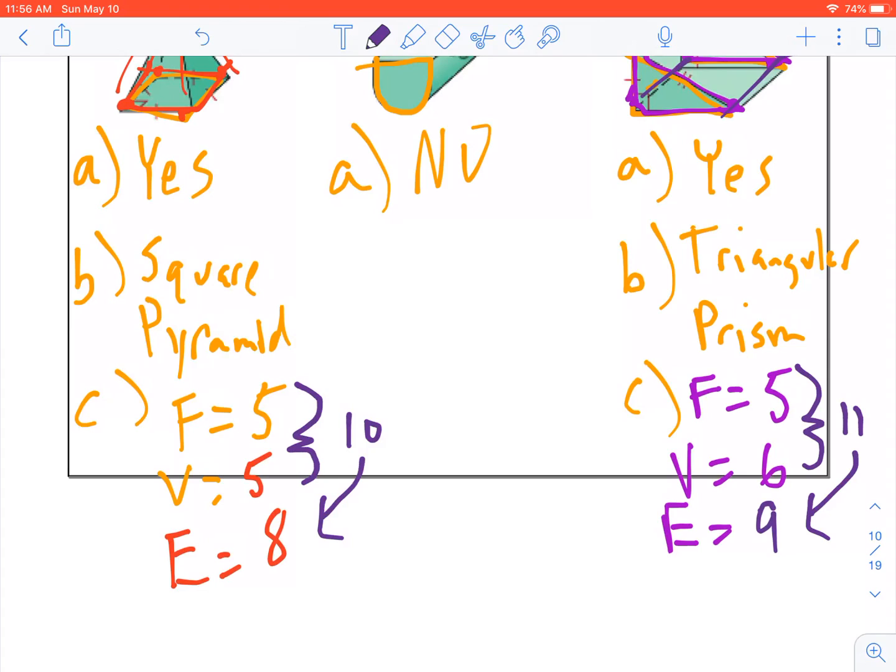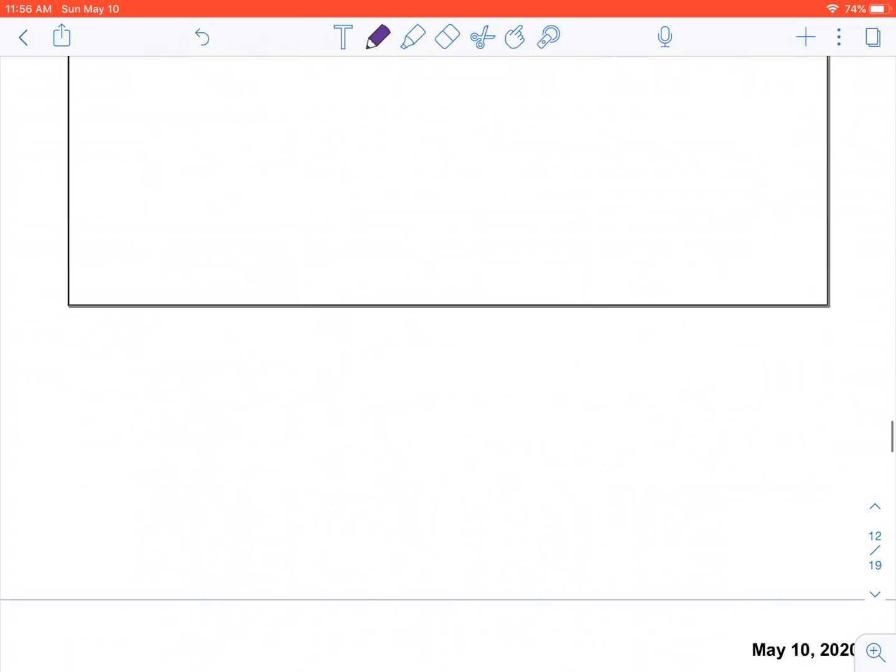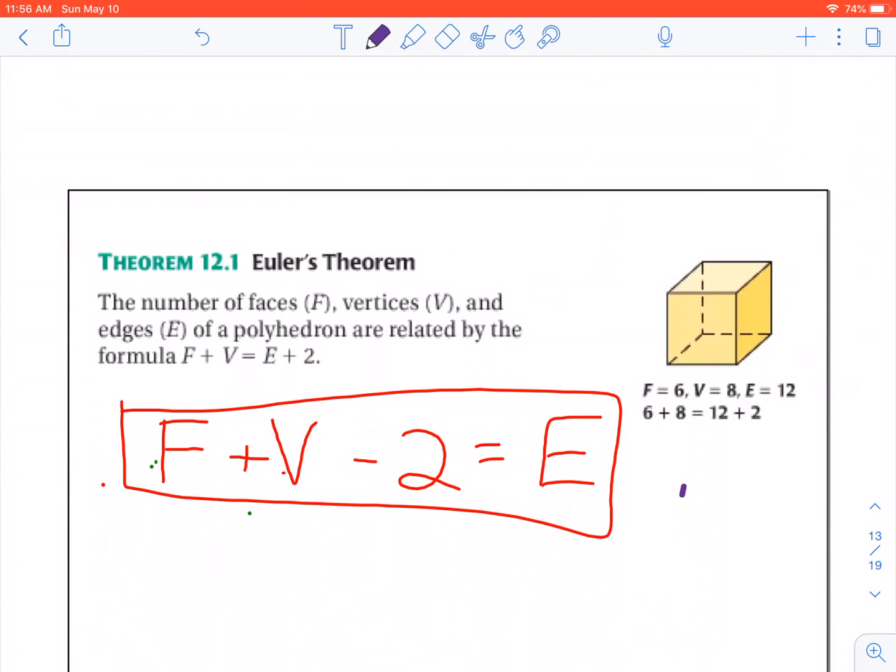That little pattern that's there will always be true. The edges is always 2 less than the sum of your faces and vertices. So it's a quick way to double check that you counted correctly. Now, what Euler's theorem actually says is faces plus vertices equals the edges plus 2. Most people, though, will add their faces and vertices, subtract 2, and then compare it to their edges.